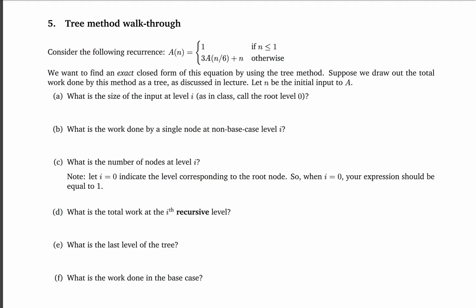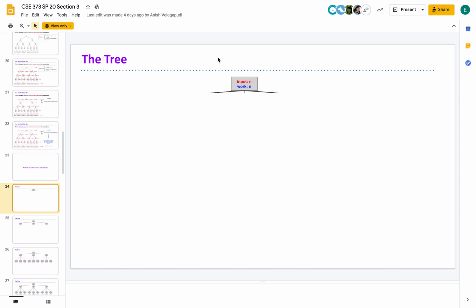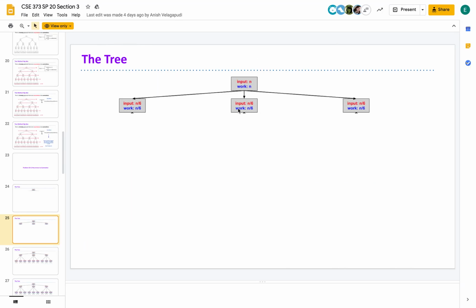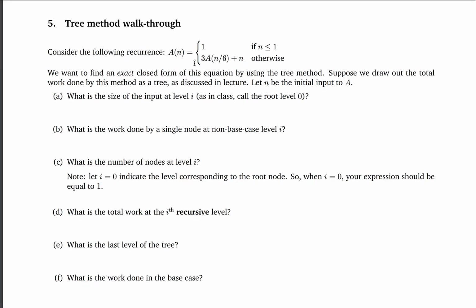So we see that we have a 3A(n/6). So what we're going to do is make 3 new nodes, right? Because we have 3 calls to A of n divided by 6. And so for each of those 3 nodes, our input here is going to be n divided by 6, because that's what this says. I'm making 3 recursive calls with n divided by 6 as the parameter.